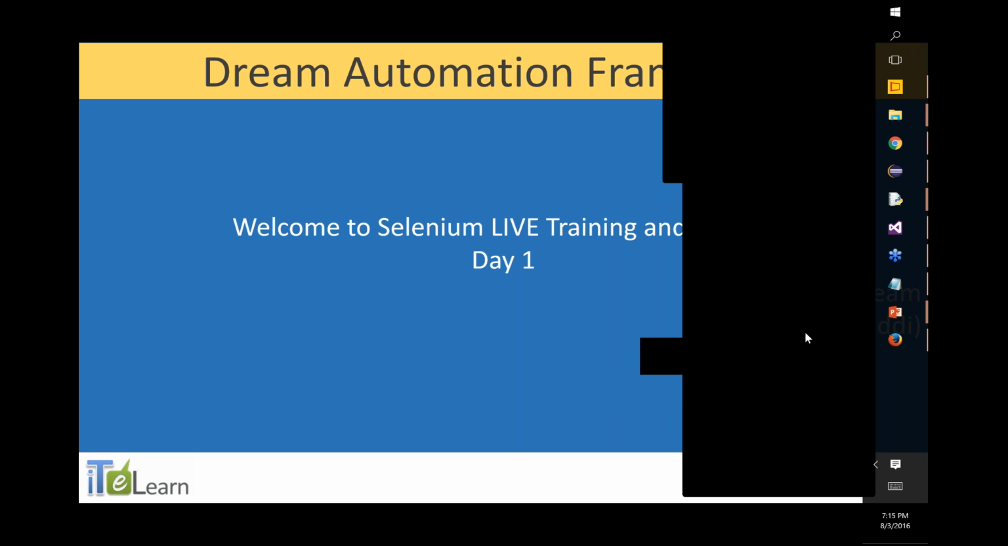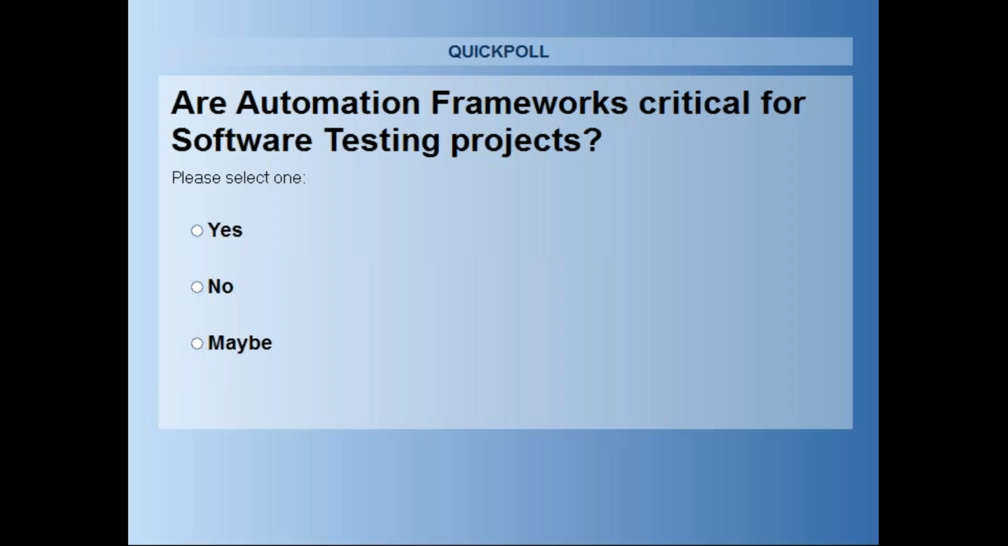So the last poll, which with this current audience is still not necessarily going to get the right answer, but the question is very simple. Are automation frameworks critical for software testing projects? Are they critical? Are they important? Or no, not really. It's not even necessary to do a framework. You can just do plain automation without any framework.